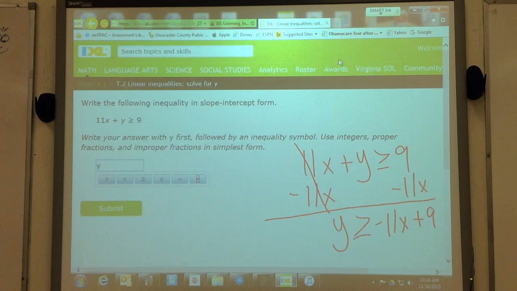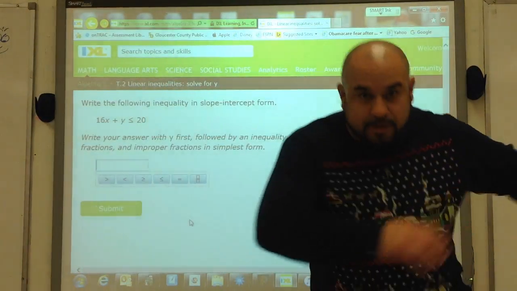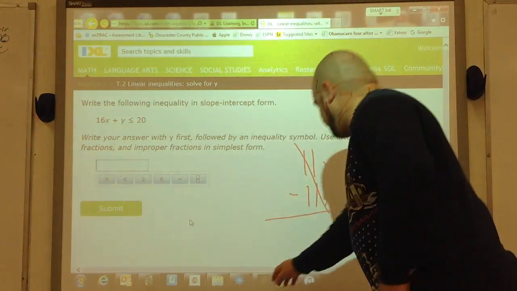If you can hear me, there's my y. There's my greater than or equal to symbol. And then I'm typing in negative 11x plus 9. So you can see I've typed it in, and I hit submit, and I got it. Now I'll come back for another one.